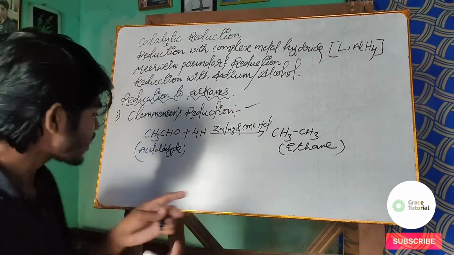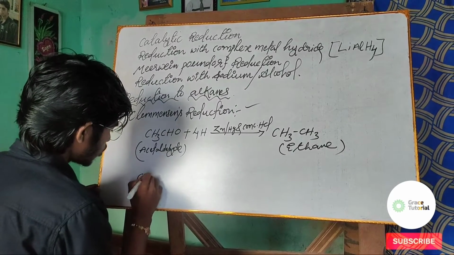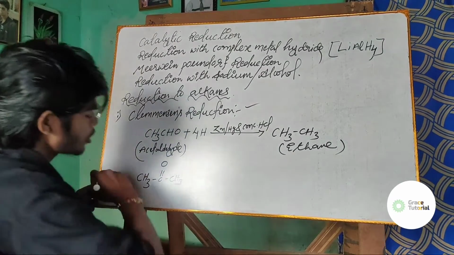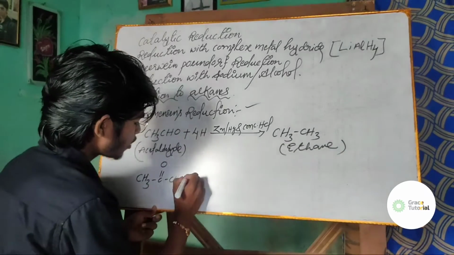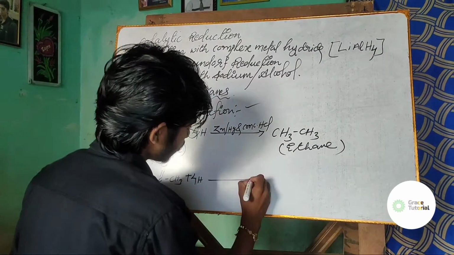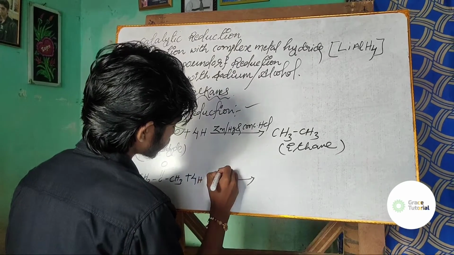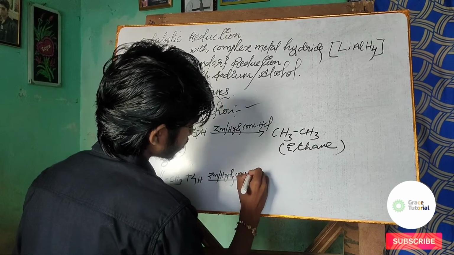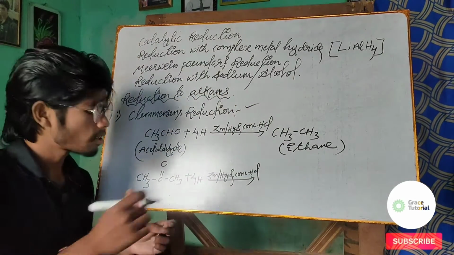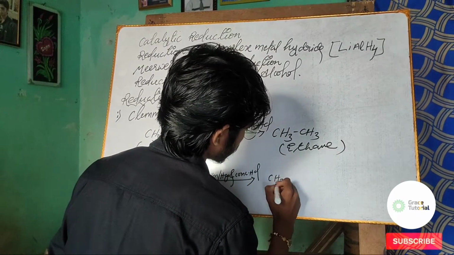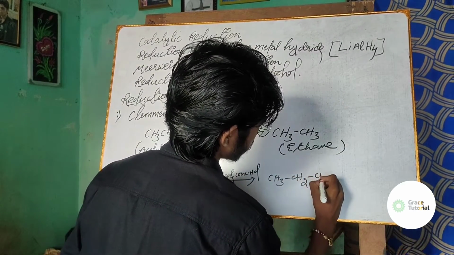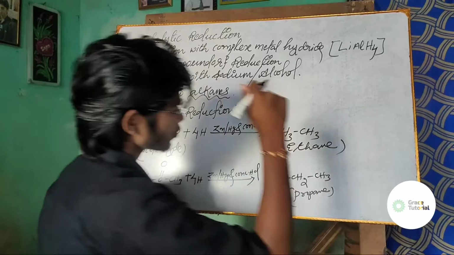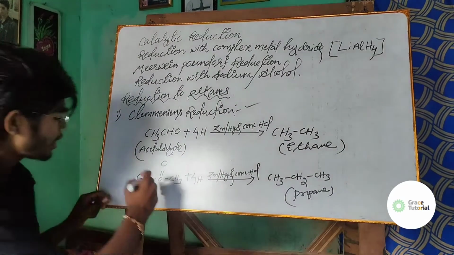If we take acetone, what happens? Let us take acetone. What is the formula for acetone? CH3COCH3. Similarly, when it is reduced with zinc amalgam and concentrated HCl, then it gives propane. And here this is acetone.